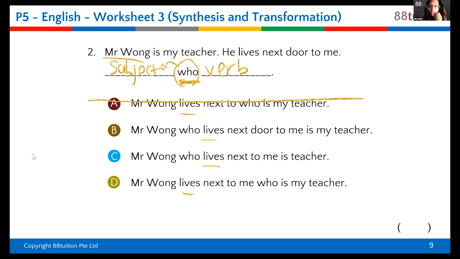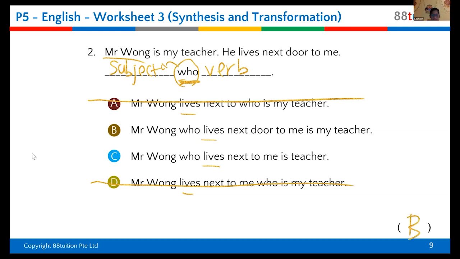So here A is out already because Mr. Wong lives, where's the who? So D is also out, okay, where's the who? Mr. Wong must be followed by who, that's all. You need to remember, who in front is always the subject. So it's either B or C. Now the answer, who knows the answer? Is it B? B. Very good. Answer is B. Why is the answer not C? What is wrong with C?